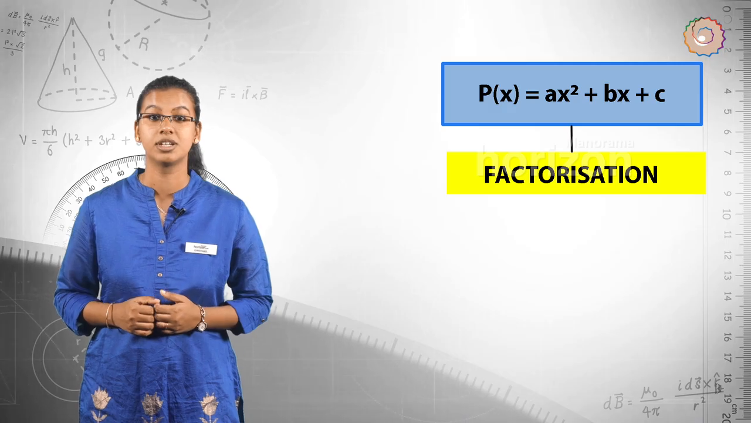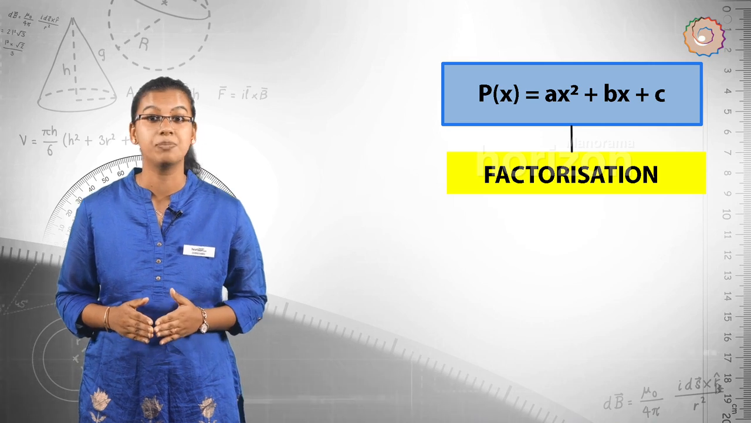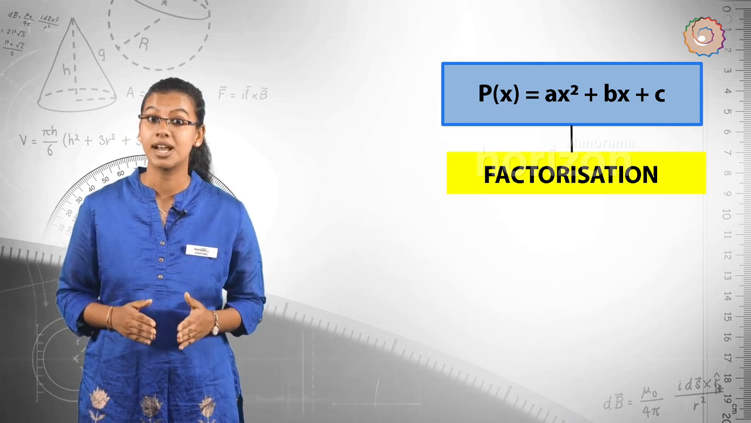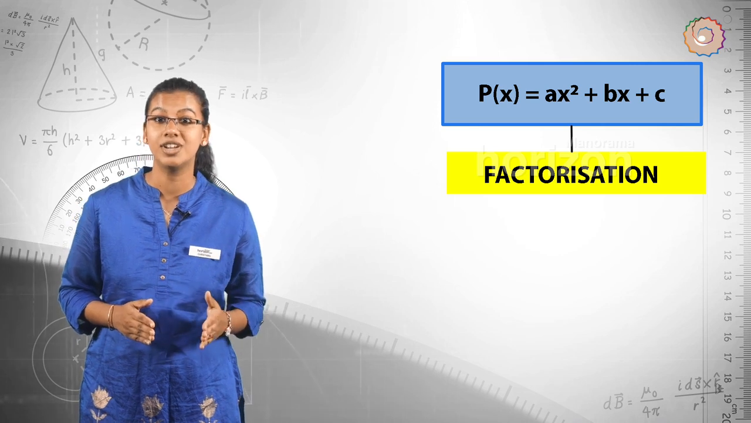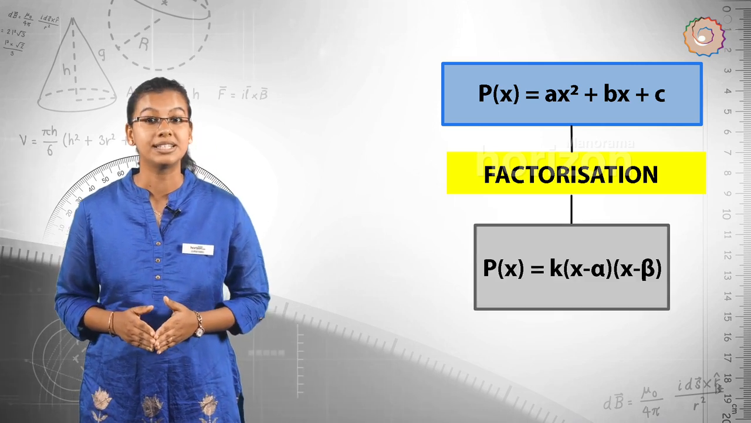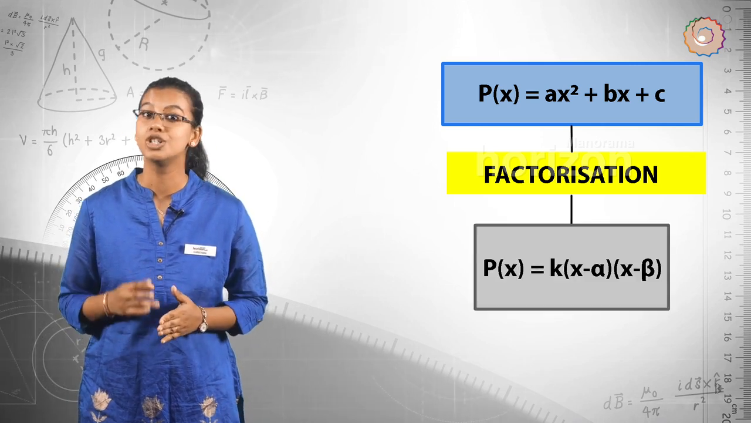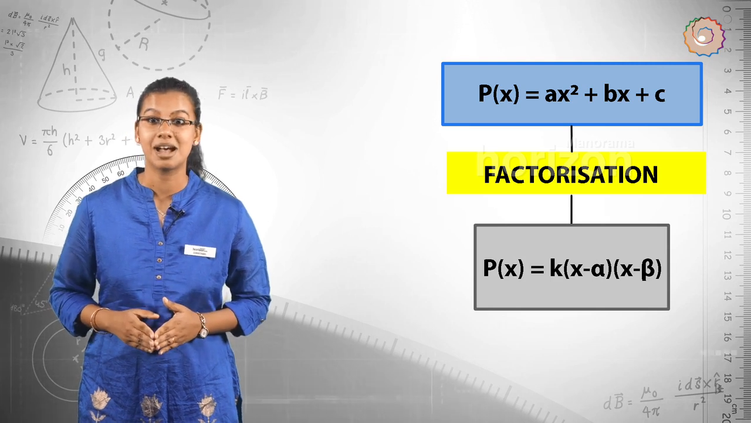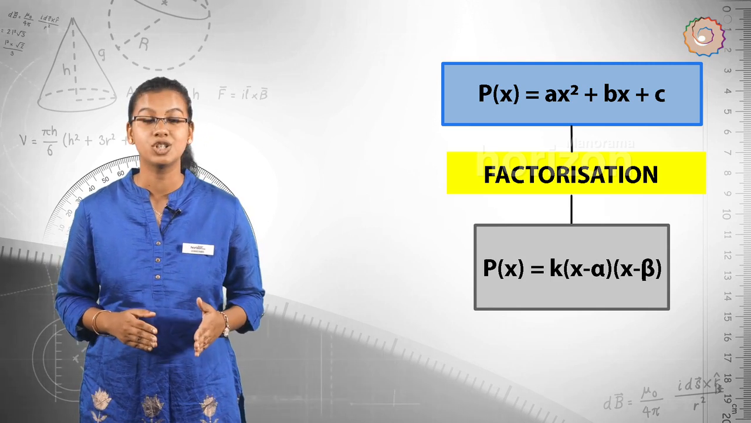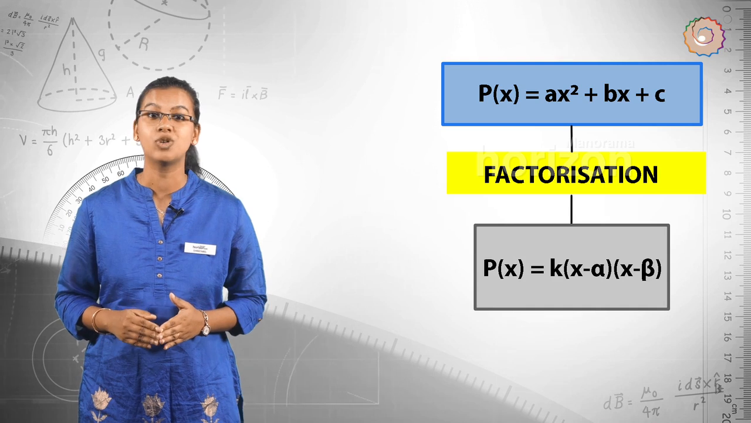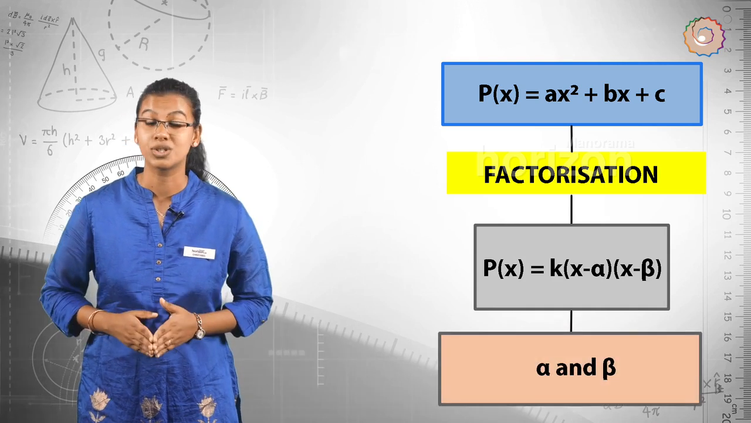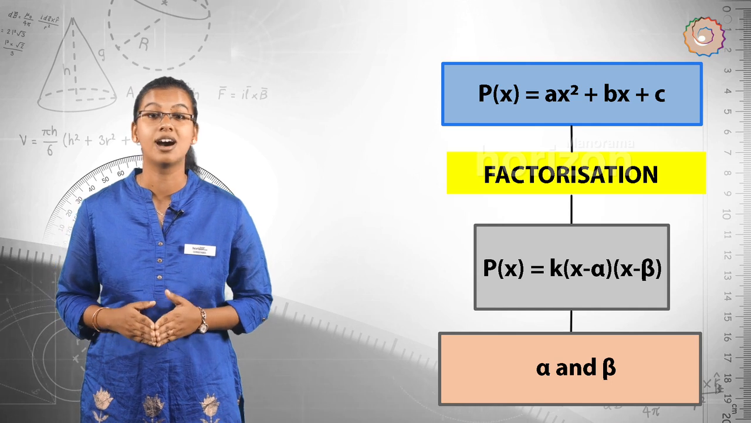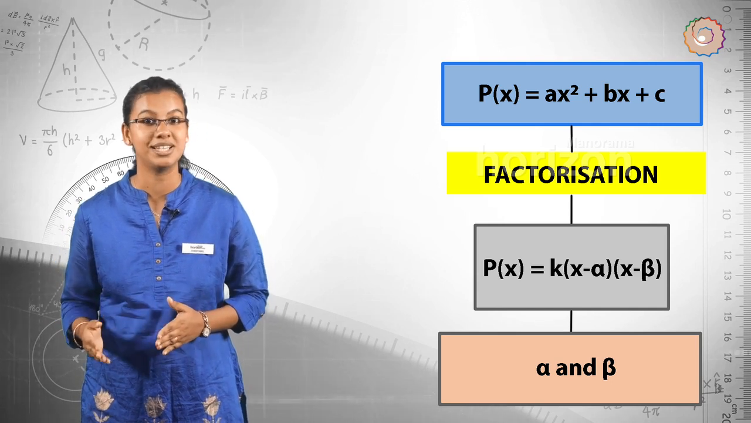Let's find out. For a quadratic polynomial p(x) = ax² + bx + c, to get the zeros, at first we need to factorize by splitting the middle term to get 2 factors. For example, p(x) = k into (x - alpha) into (x - beta) for some constant k. So the zeros of the quadratic polynomial are alpha and beta.